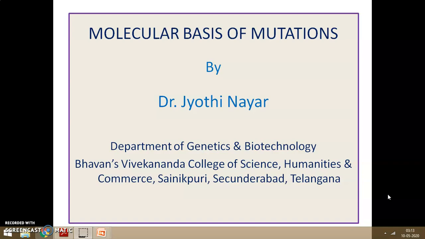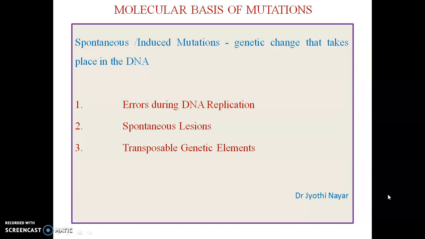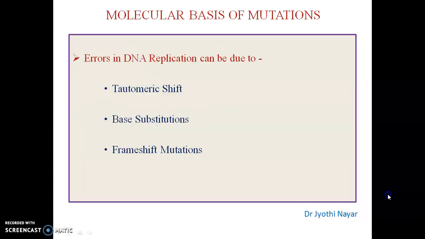Today's lecture is on the molecular basis of mutations. Both spontaneous and induced mutations at the molecular level are due to genetic changes that take place in the DNA. It can be due to errors during DNA replication or due to spontaneous lesions. Transposable genetic elements can also induce mutations. Errors during DNA replication can be of three types: tautomeric shift, base substitutions, or frame shift mutations.